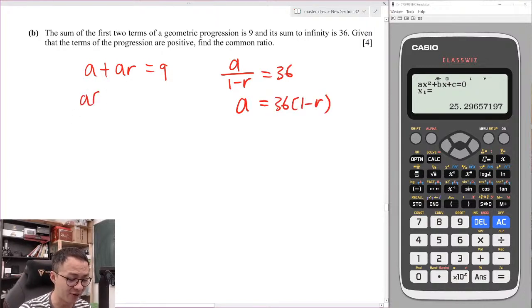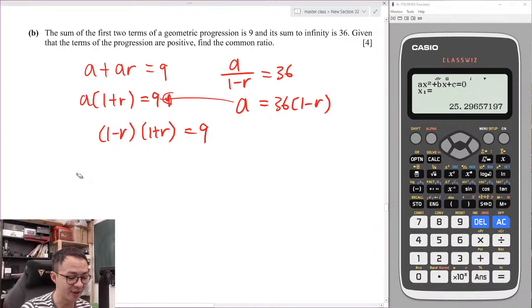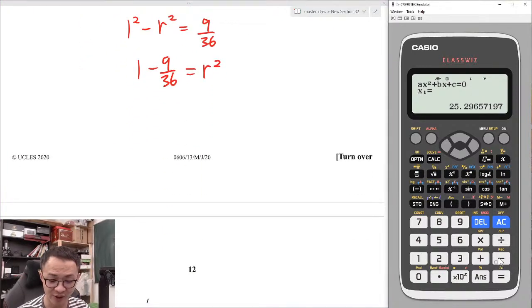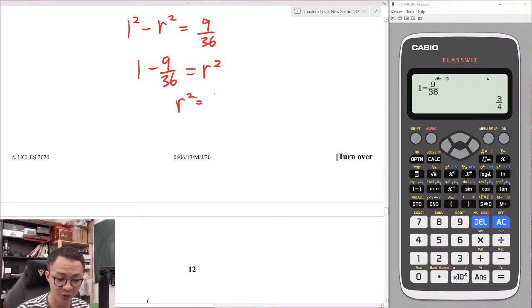Then here I factorize out the a: a times (1 plus r) equals 9. I plug my a into here. So 36 times (1 minus r) times (1 plus r) equals 9. Move my 36 to the other side, over 36. (a plus b)(a minus b) is a squared minus b squared, so it equals 9 over 36. Then my r squared is 1 minus 9 over 36. Use a calculator: 1 minus 9 over 36. So I will get r squared equals 3 over 4.